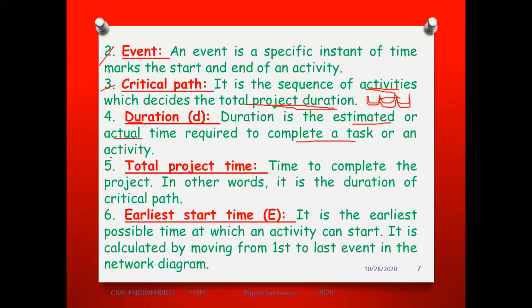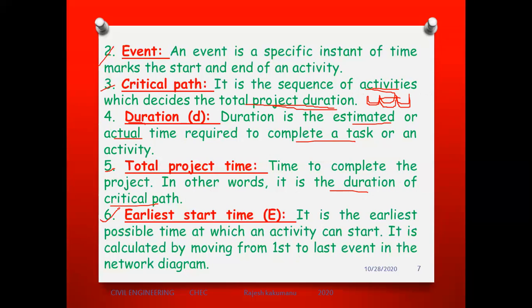Next, the fifth one is total project time. It is the time to complete the project. In other words, it is the duration of the critical path. Right? So it is the duration of the critical path. As we said earlier, the total project time is the duration of the total critical path.